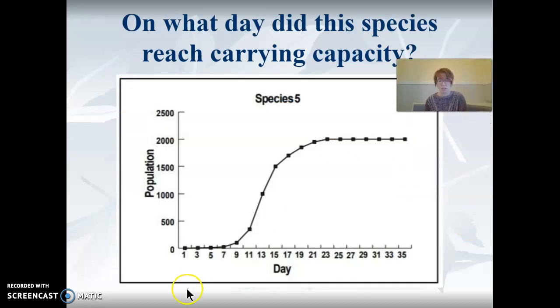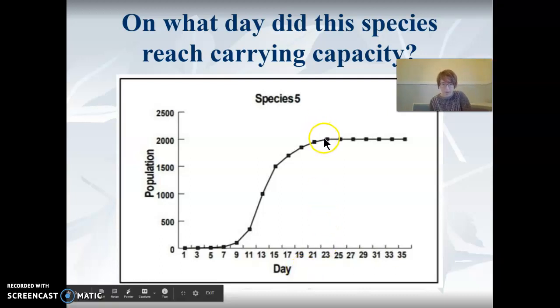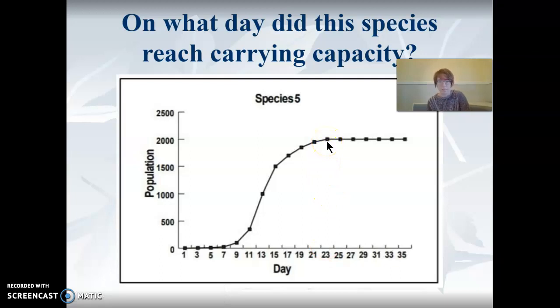So you could look at this, and you could see that where it levels out, I would say around day 23 or so is where they've reached carrying capacity. You also could say the carrying capacity of this species is around 2,000 individuals.